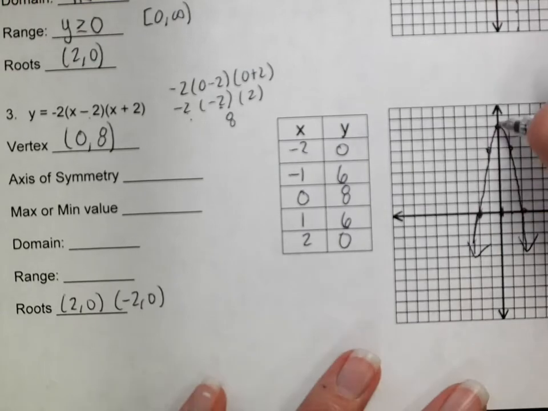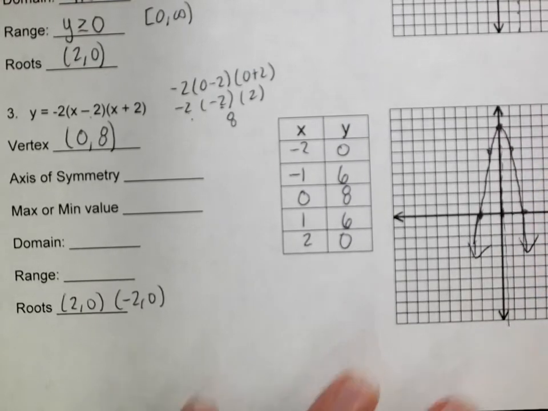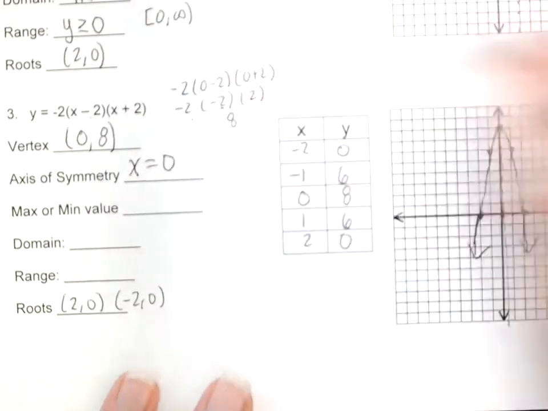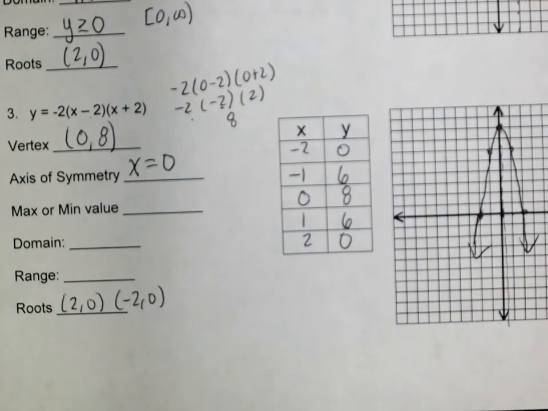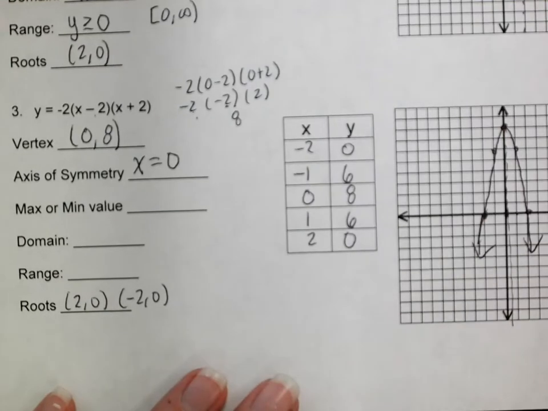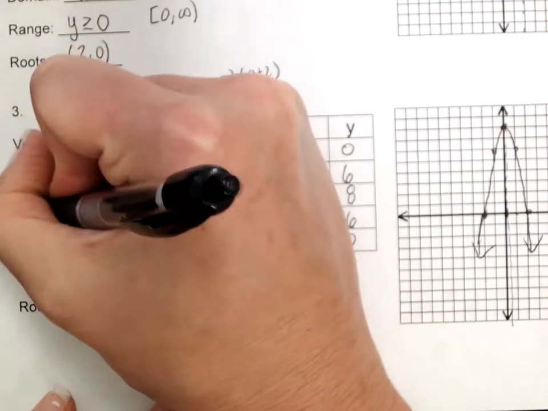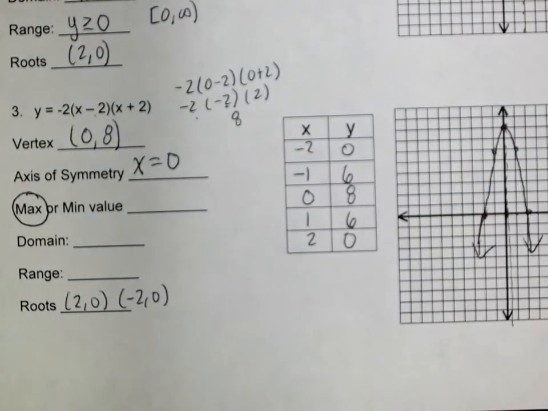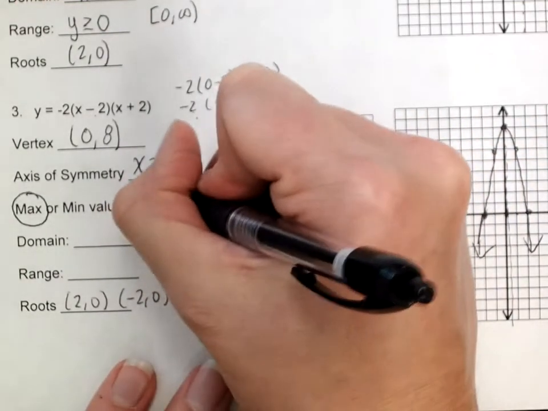Again, your axis of symmetry, the vertical line that cuts this graph in half, that's going to be at x equals the x value of my vertex, or 0. Does this graph have a maximum or a minimum value? Since it has been reflected, it's going to have a maximum value at the y value of your vertex, which is 8.